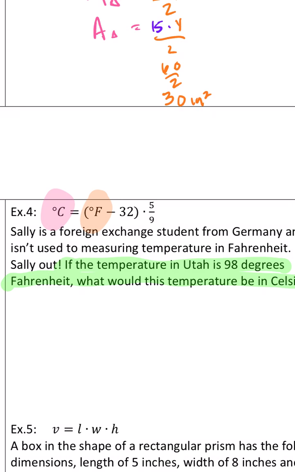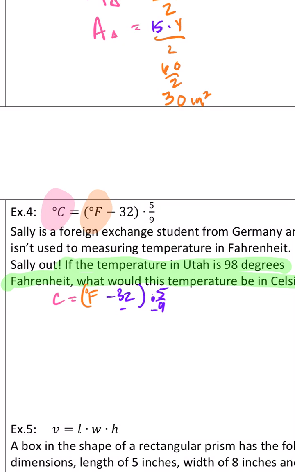Okay, so we're going to copy the formula down. And the thing is, these two numbers here are called constants. The 5/9 and the 32, subtracting 32, those are constants. They're in that formula always. You're always going to see them in there, okay?